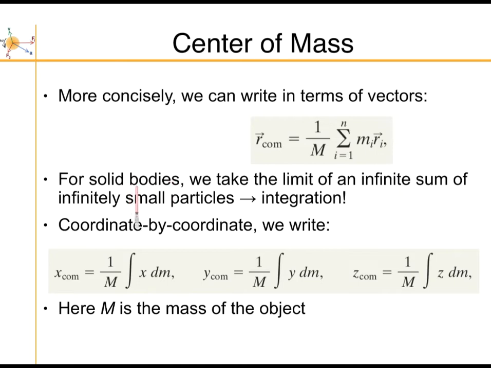Now, for solid bodies, like if I have a sphere or a cube or something, you can take the limit. As these particles get small, you can integrate over the whole volume of a solid and calculate the center of mass for a solid. So in the limit, x center of mass is 1 over the mass of the object times the integral of x over all the mass, over each little dm, each little infinitesimally small piece of mass. Same for y center of mass, same for z center of mass. So this is a pretty general way. I would show you one example real quick.